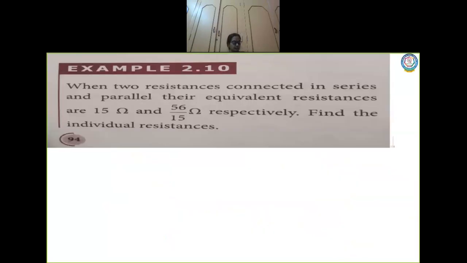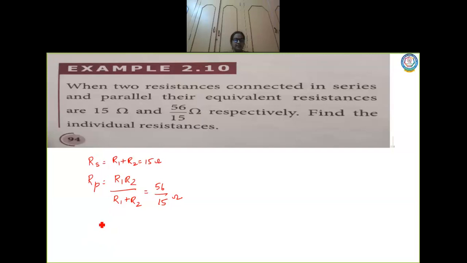Okay? So we are moving on to your example. One example is there, which is a very lengthy one. Now when two resistors are connected in series and parallel, their equivalent resistances are 15 ohm and 56 by 15 ohm respectively. Find the individual resistances. So they have given the value of Rs as R1 plus R2 equal to 15 ohm and Rp is equal to R1 R2 by R1 plus R2. Now this is equal to 56 by 15 ohm. This is the question.